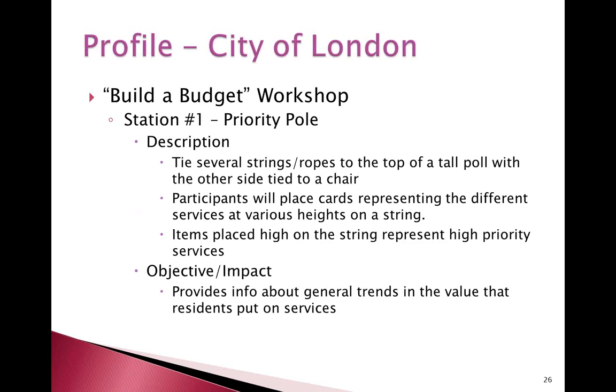The first station is called the priority pole. Basically, you're going to have a tall pole with strings tied from the top to chairs or something anchoring them to the floor. Residents or participants in the workshop will place tags or cards representing different services at various heights on a string. And I think this will identify some trends. The higher the tag on the string, the more important or the more they value that service.